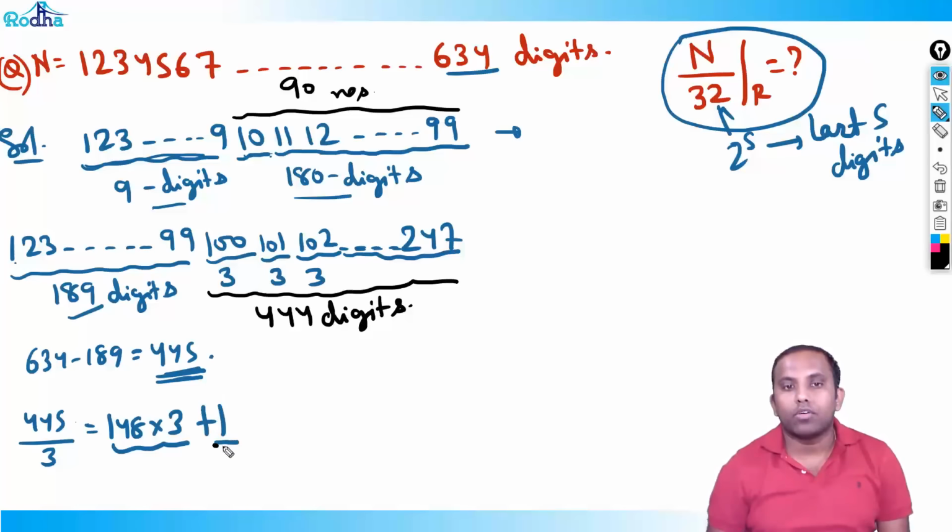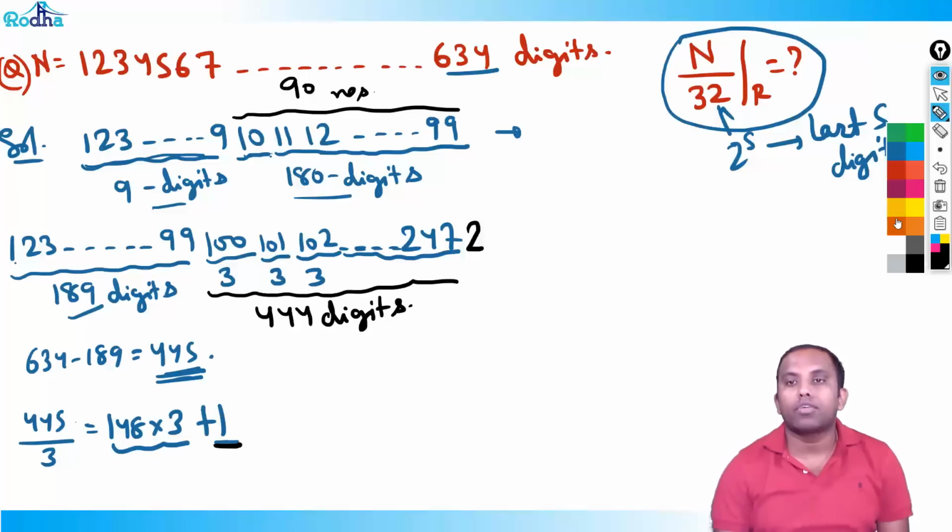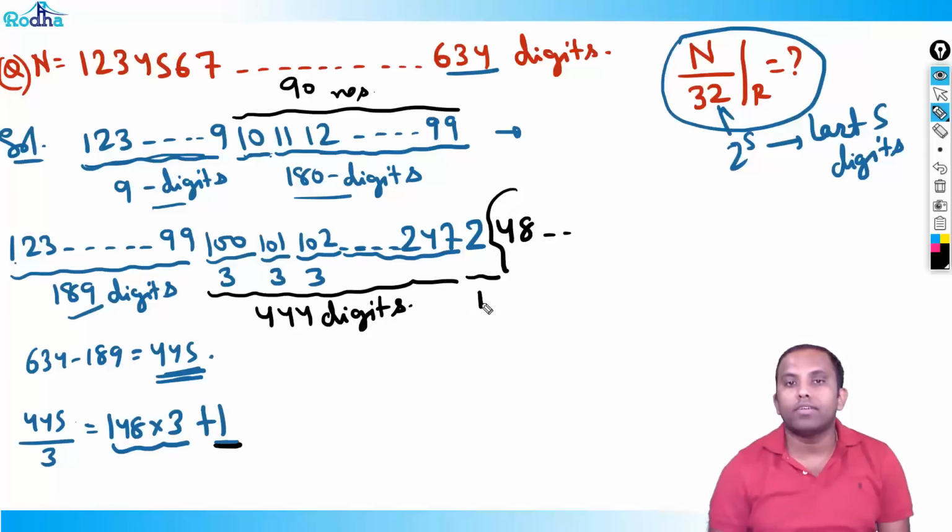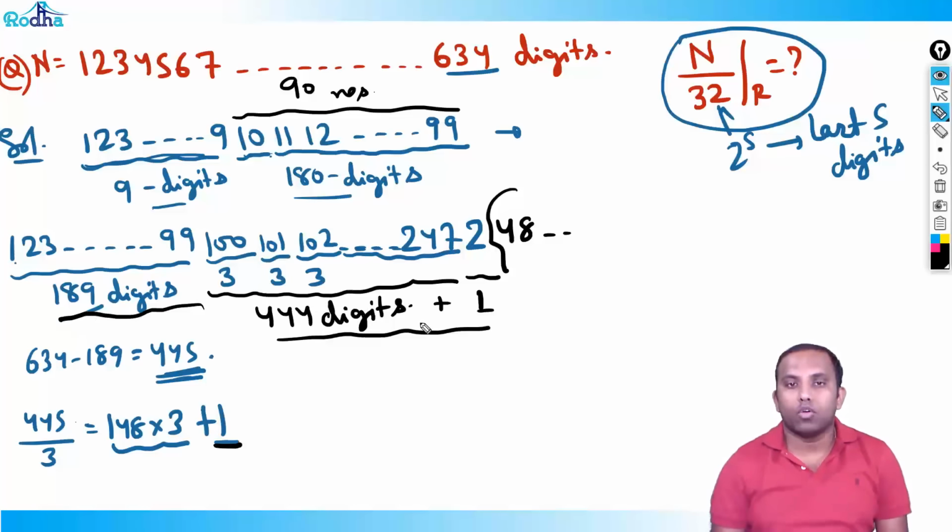So we're left with only one digit now. After 247 comes 248, but afterwards it is not needed, because 248 starts with 2 and then 48, so that part is not considered. My 445 digits plus 189, total 634 are over.